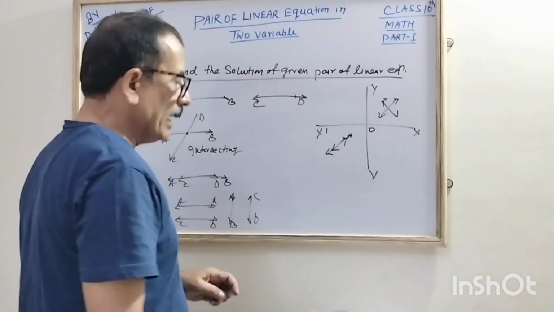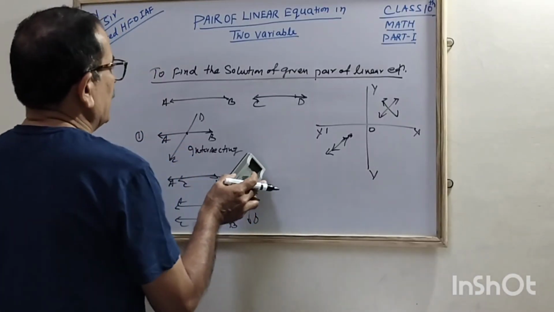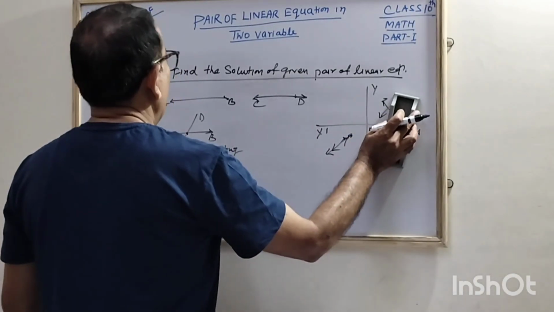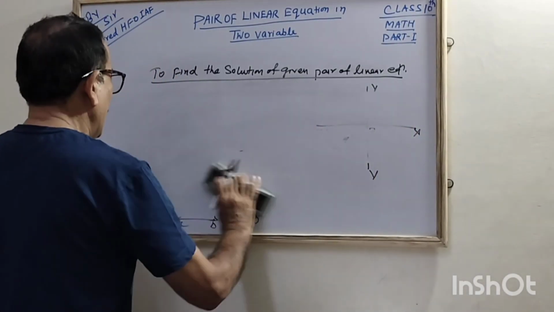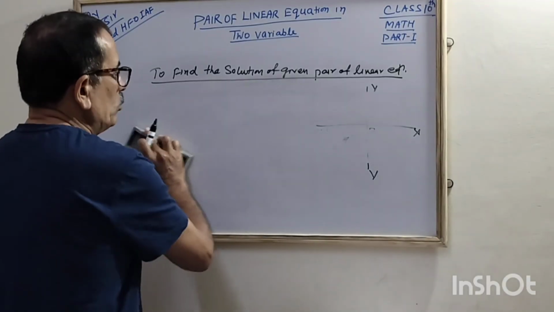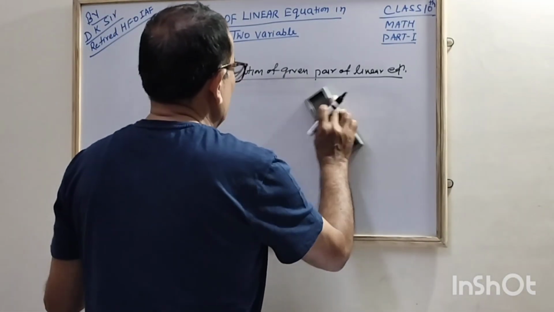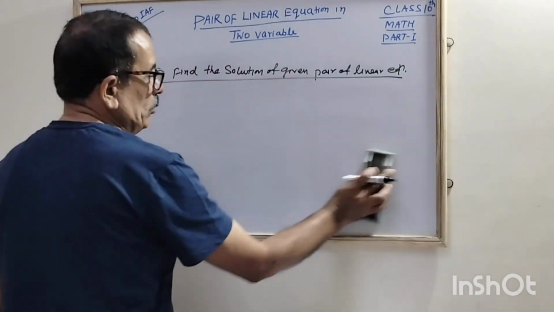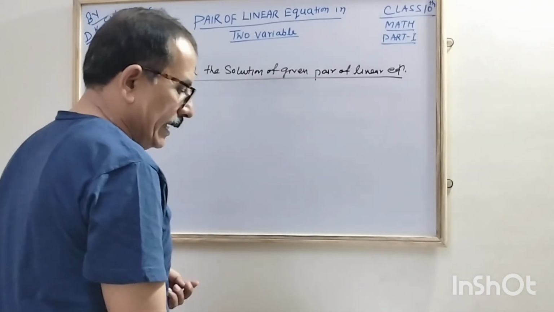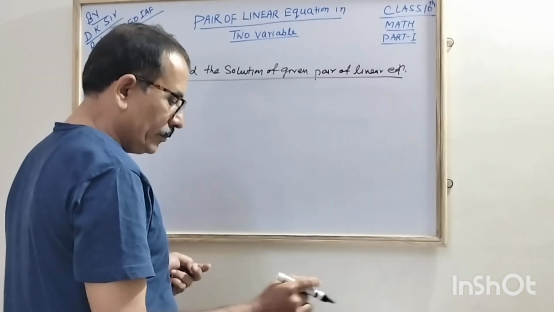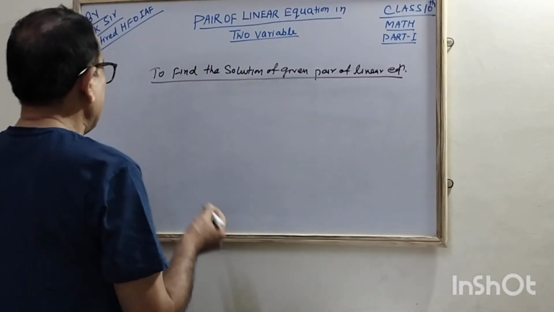Correct? There can be only three types of them. The two lines will have three different ways they can appear on the xy plane when you draw the graph. So we are going to learn how to find the solution by drawing it on that. Now, all three types we have seen.